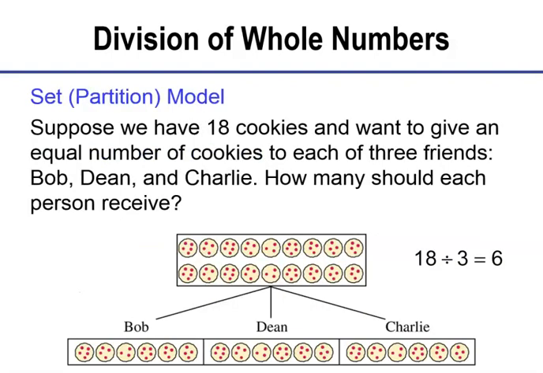So let's take a look at this set partition model in detail. Suppose we have 18 cookies and we want to give an equal number of cookies to each of 3 friends. So we have a pack of 18 cookies and 3 people to give these out to. How many should each person receive? So what you want to think about is your subsets, or your partitions, are the people. So Bob is going to get some cookies, Dean is going to get some cookies, and Charlie is going to get some cookies. Now, one thing you can imagine doing is taking each cookie out one at a time.